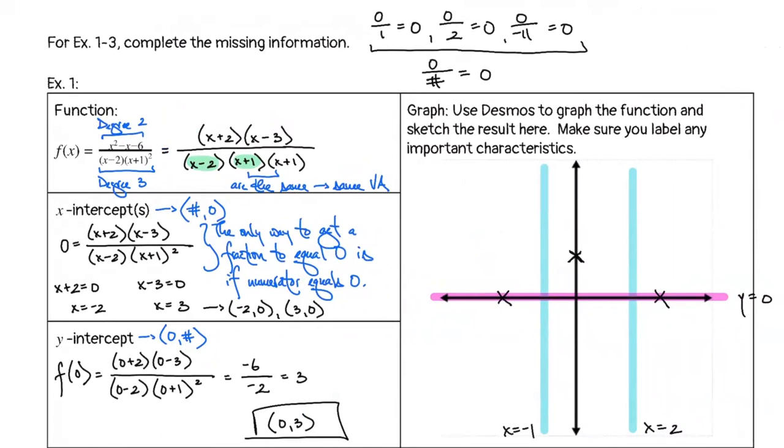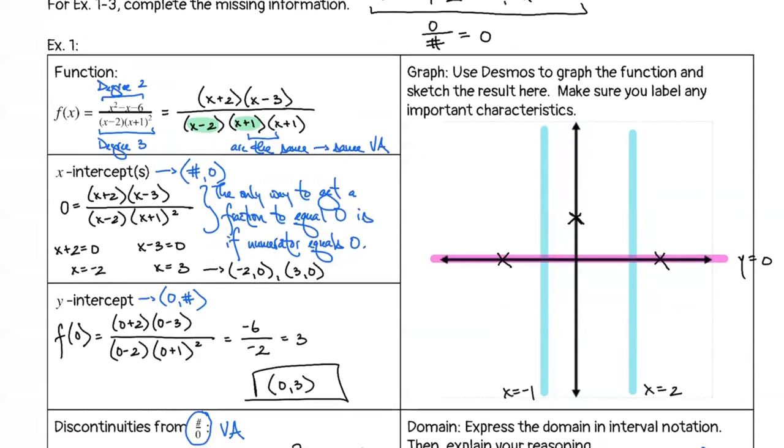I don't actually know anything else about the graph other than this. So if we are in an exam and I say, I want you to sketch the important characteristics, this is about as far as I expect that you get, right?